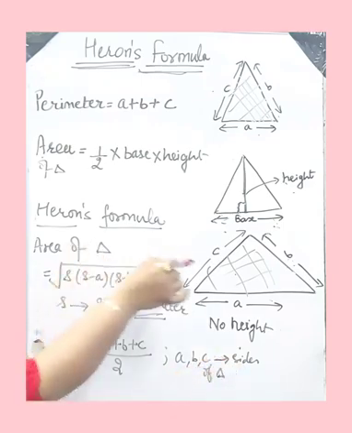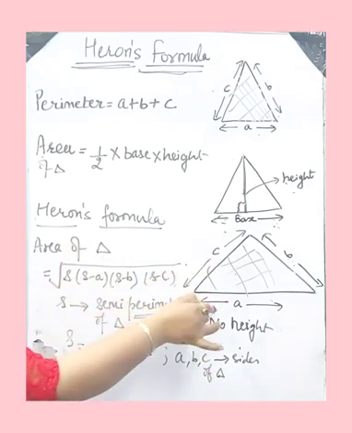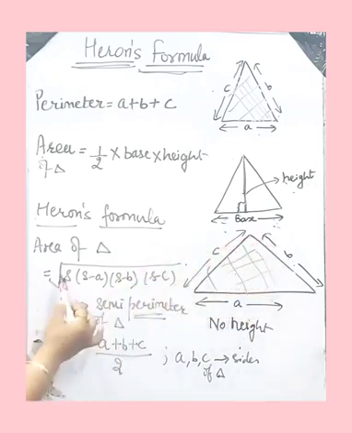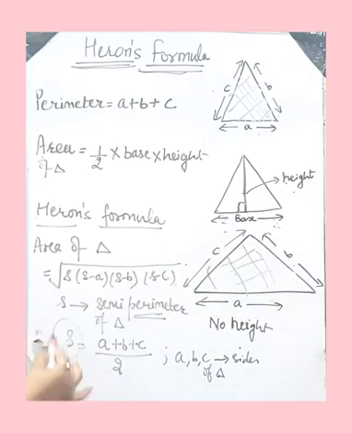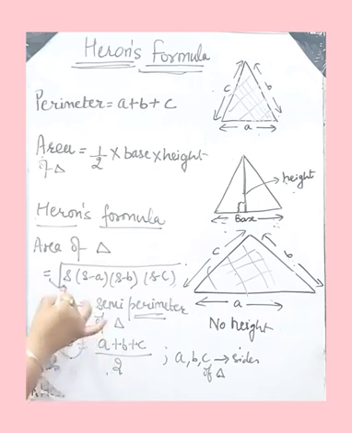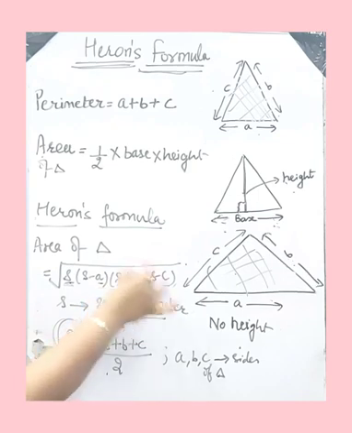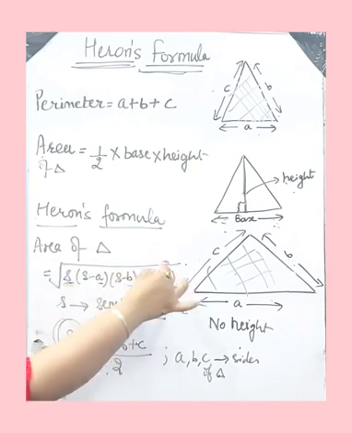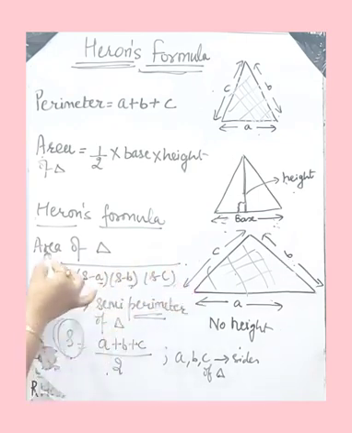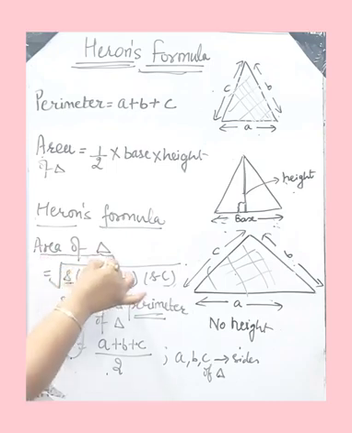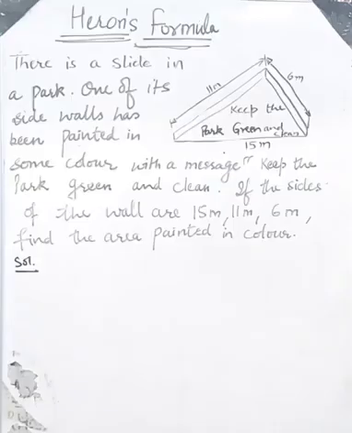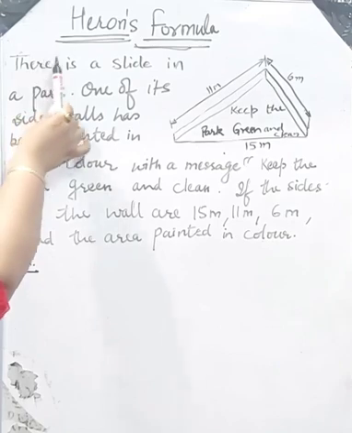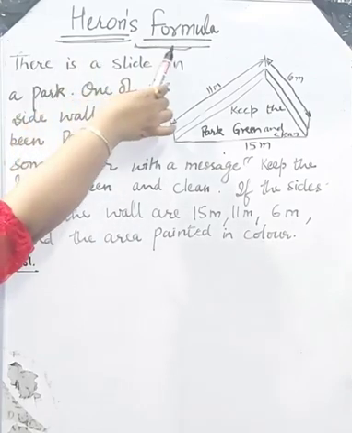So whenever we have to find the area of a triangle whose side lengths are given, first of all we have to find the semi-perimeter. After finding the semi-perimeter, we have to put the values of s, a, b, c in the square root, and by simplifying we will calculate the area of the triangle. Now we will solve questions based on Heron's formula.